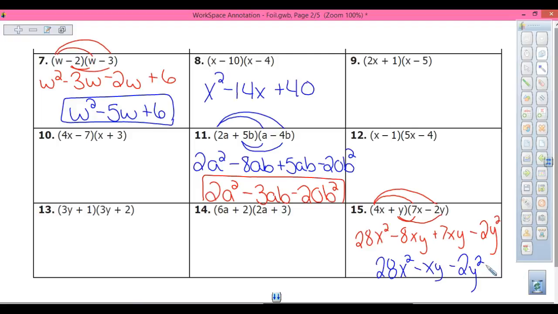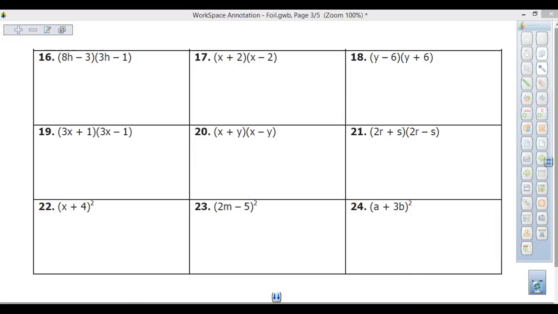Thumbs up, so far so good? Have you guys seen this before? Not really? If you remember our extra credit question on our radical test, dealt with this, right? Where we had to FOIL it or distribute it all through. We need to look at number 17.